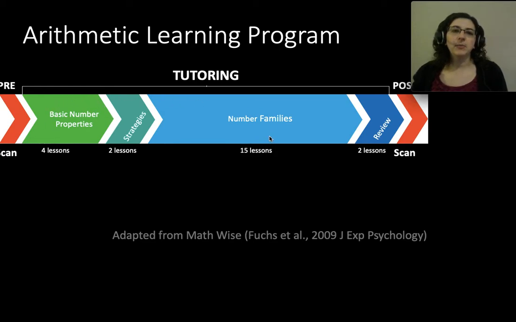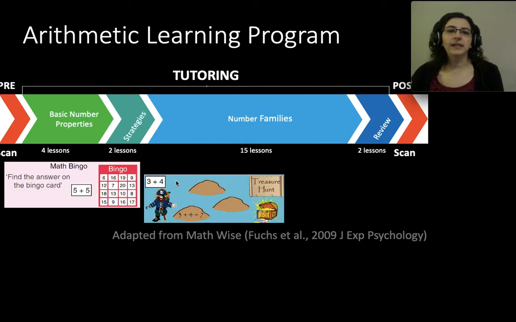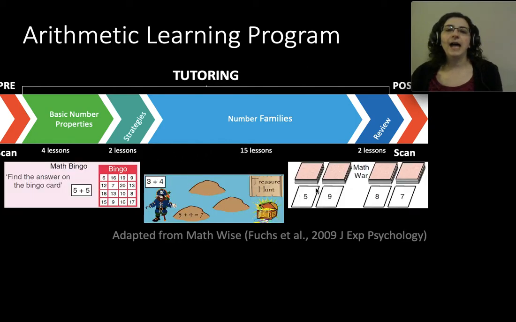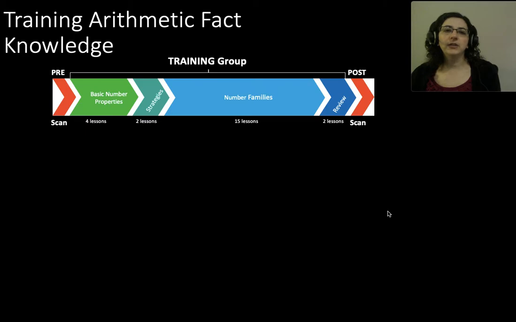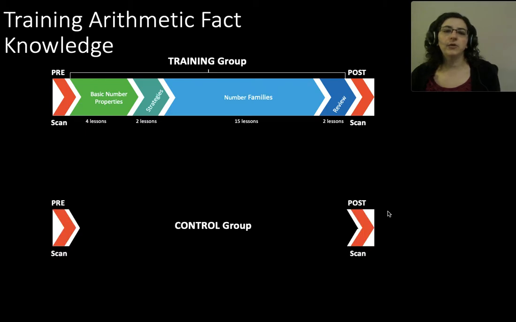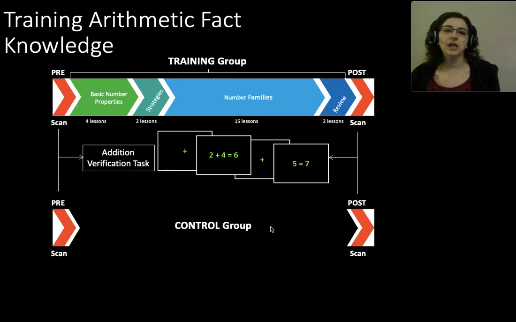This approach is really focused on teaching addition and subtraction math facts and giving children lots of opportunities to practice them. They got to play fun games where they had to add problems together and then figure out, for example, who had the larger number. We compared children who went through this training program to a control group who didn't do the training program, but did do an arithmetic task in the scanner.